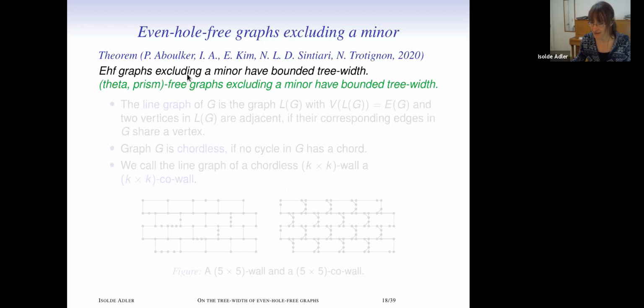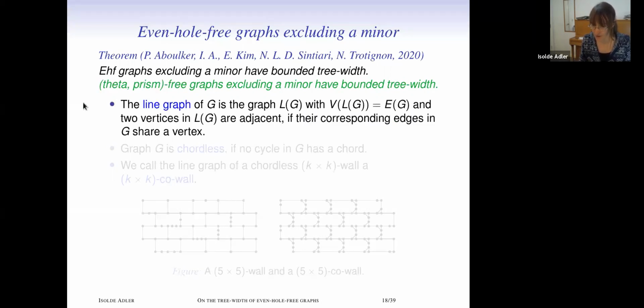So I'm just repeating it here. Even-hole-free graphs excluding a minor have bounded tree width. So excluding a minor just means there must be at least one non-trivial graph, one non-empty graph, that is excluded as a minor in the class.